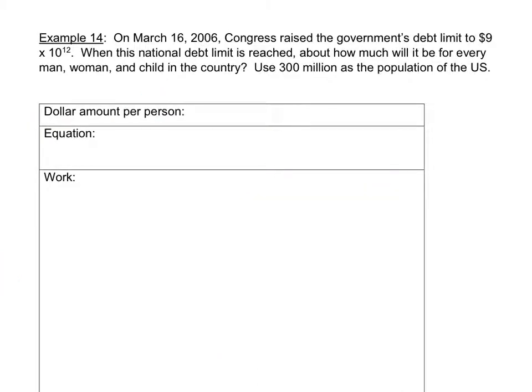Everybody's favorite, the word problems. It says on March 16, 2006, Congress raised the government's debt limit to $9 times 10 to the 12th. When the national debt limit is reached, about how much will it be for every man, woman, and child in the U.S.? Use 300 million as the population. So we want dollar amount per person, so we're going to say X. So the equation is X equals 9 times 10 to the 12th divided by 300 million.